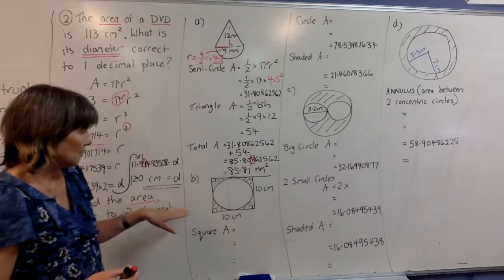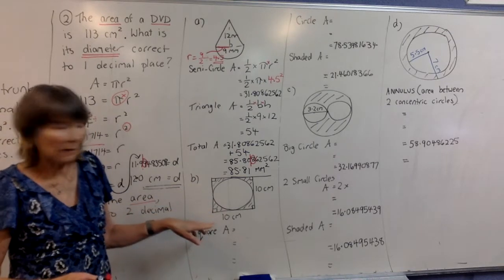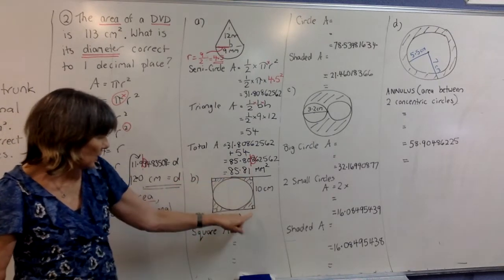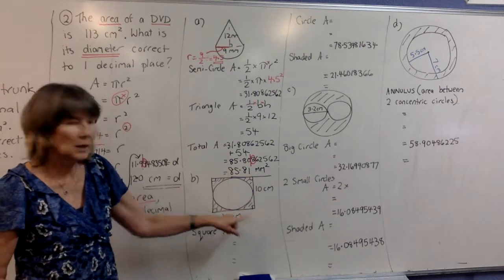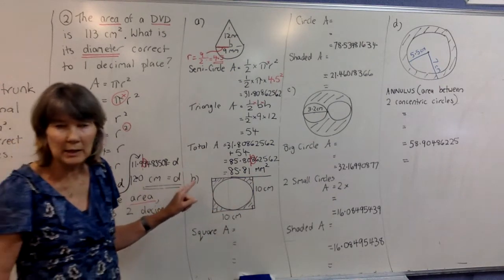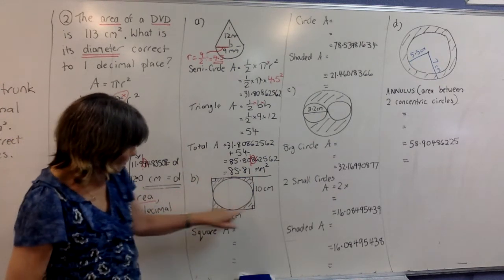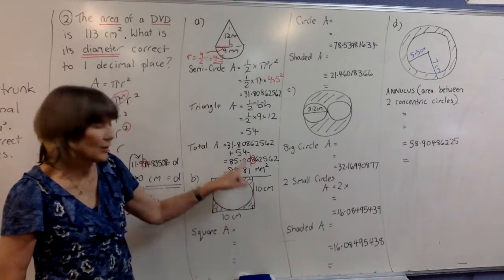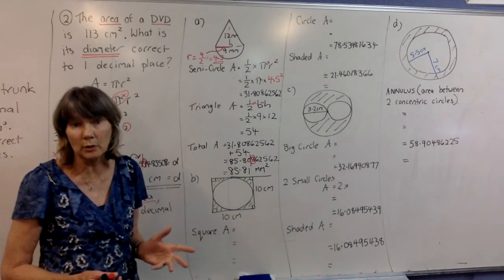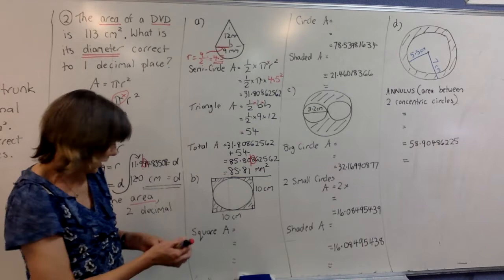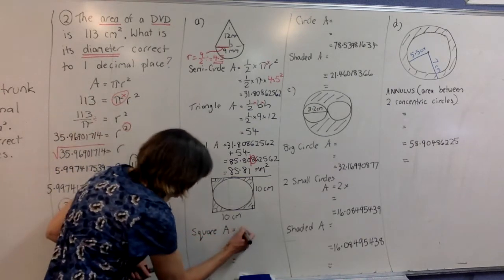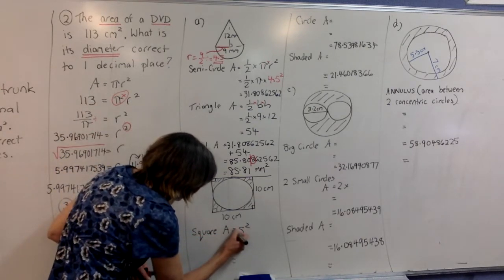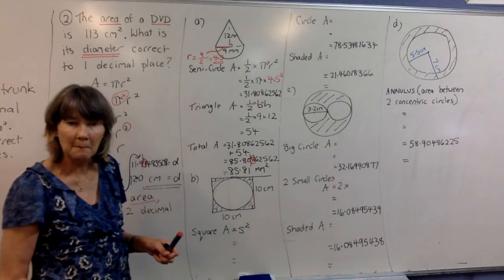Okay, now in B, we're finding the shaded area. So the first thing we're going to do is find the area of this square here. Now, how do I know that's a square and not a rectangle? Well, they've given me 10 for that side and 10 for that side. So I know the sides are all equal. So I'm going to write down the area of a square formula, which is area equals S squared.